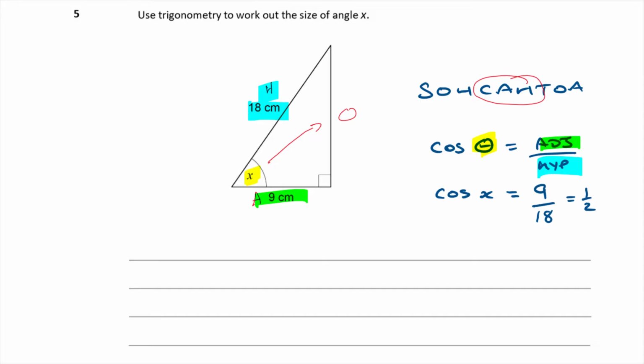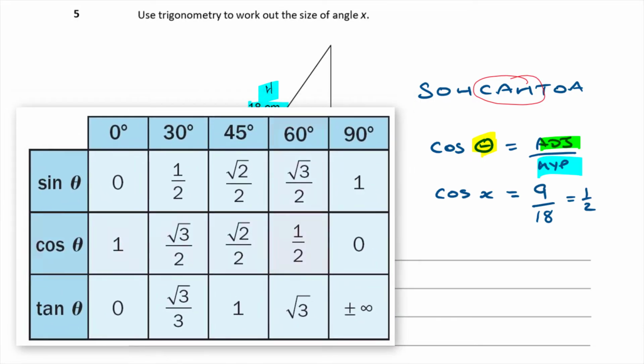Now, what angle has a cosine of half? We don't have a calculator in this paper, but we should have a knowledge of certain angles, our exact trigonometric ratios that we need to learn. I'll just pull up the table of all the values here, and you should see that the angle that has a cosine of a half is cos 60, isn't it? It's 60 degrees. So x equals 60 degrees. The only way of really doing that is knowing these angles, so you just got to memorize this table. It's not as daunting as it first looks. It's just something you've got to do.